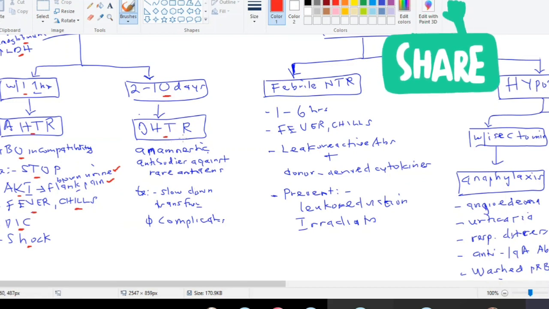So this is going to be delayed. The antibodies are still made against antigens on red blood cells, but they are made against rare antigens. So the hemolysis here is slow. It's slow onset and slowly progressive, unlike ABO antigens, which are much more common and will lead to severe hemolysis. So in this case, we don't need to stop the transfusion. You can slow down the transfusion. If they are still getting transfused, we're going to slow it down in those patients. This one is not associated with those complications. It is a milder form of hemolytic transfusion reaction.